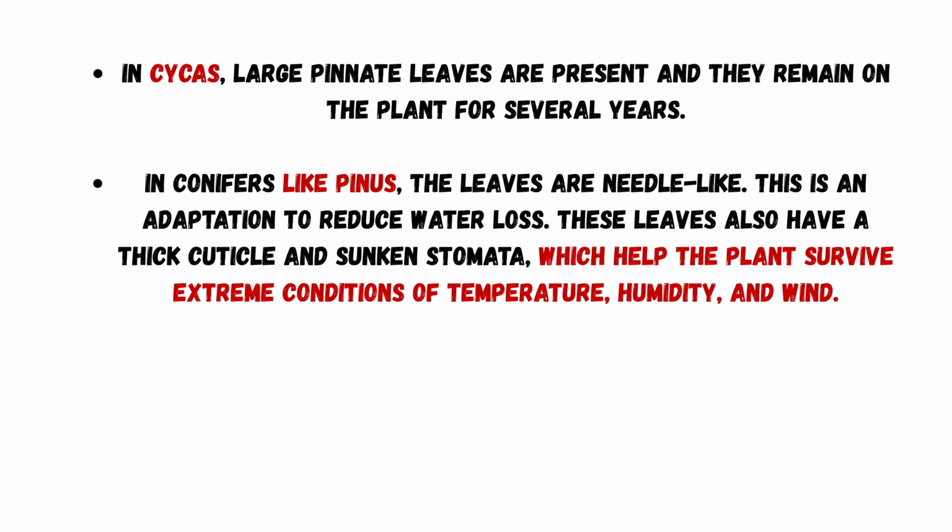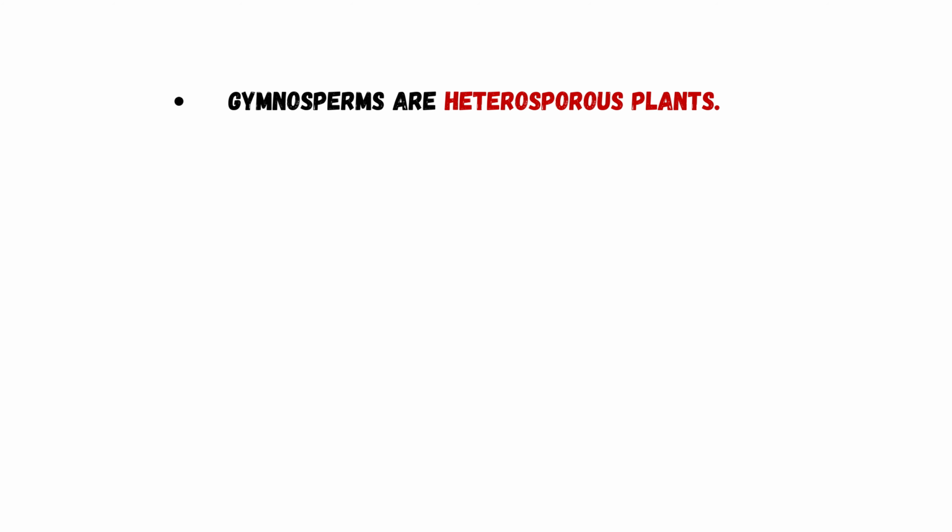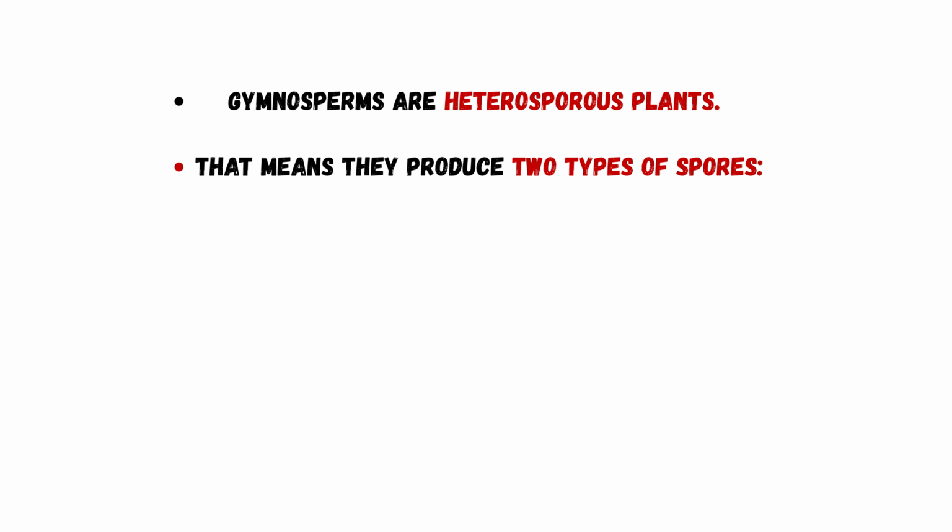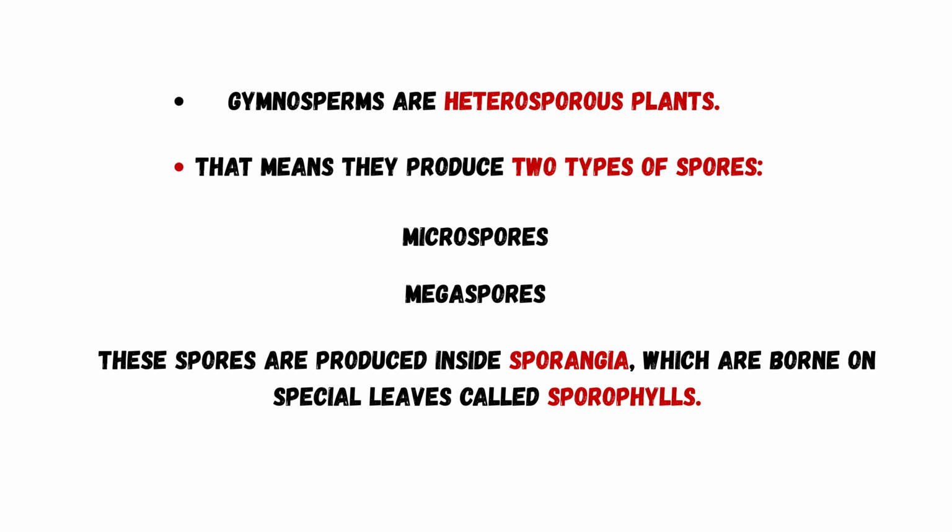humidity, and wind. Now let us understand the reproduction nature. So gymnosperms are heterosporous plants. That means they produce two types of spores, which are microspores and megaspores. These spores are produced inside sporangia, which are borne on special leaves called sporophylls.